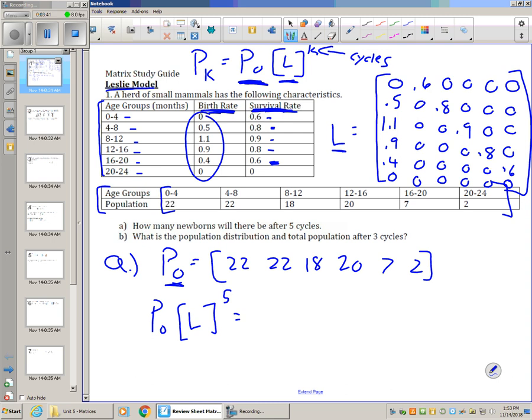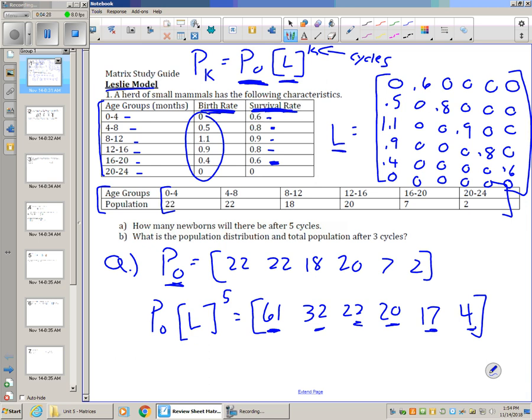Now again, you drop the decimal. You round everything down in these problems because we don't have fractional parts of animals. I'm getting 61, 32, 22, 20, 17, and 4. So there's your population distribution after 5 cycles. This is saying that I have 61 newborns, 32 4 to 8 month olds, 22 8 to 12 month olds, 20 12 to 16 month olds, or year olds, whatever these cycles are in terms of months. And then 17, 16 to 20 month olds, and 4 20 to 24 month olds. That's the population distribution. Okay.